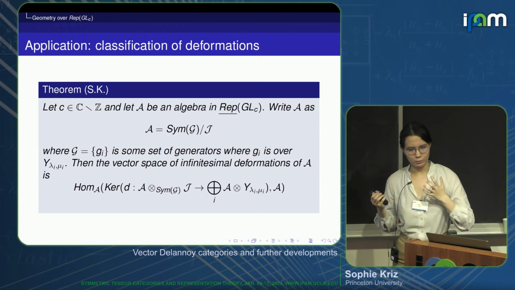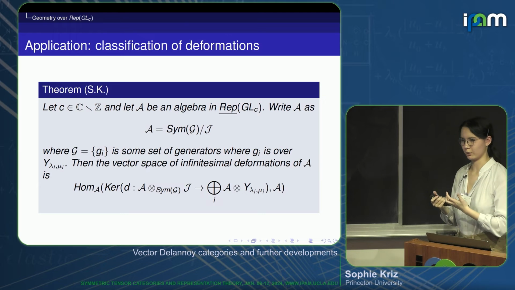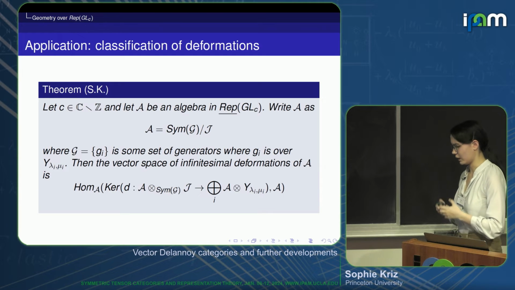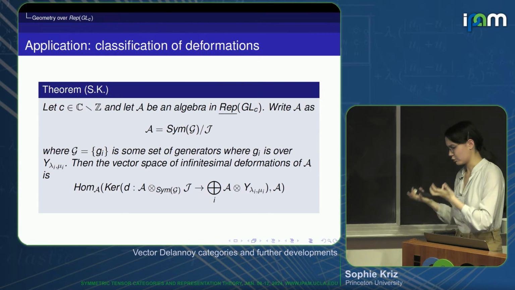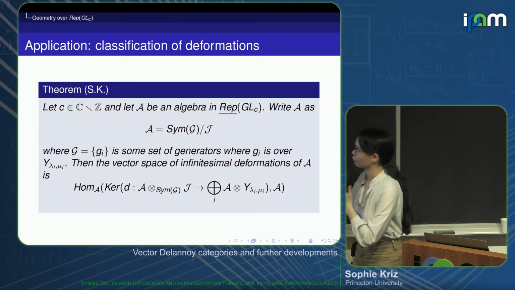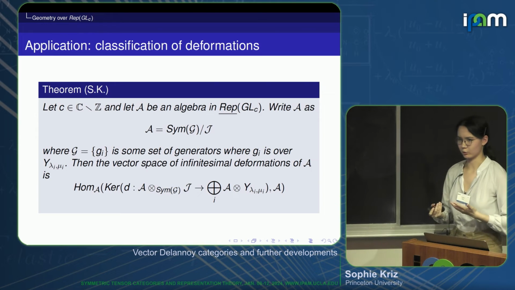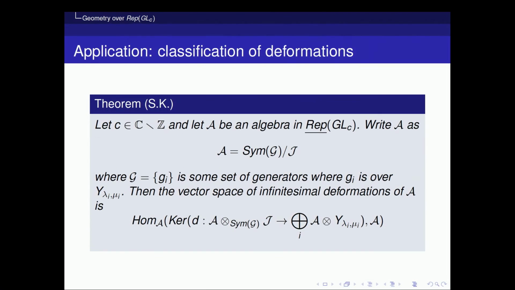One application I want to mention of this way of thinking about T_C algebras is that perhaps we can apply some algebraic geometric constructions on the Rep of GL_C side to study some aspects of the category which we get from the T_C algebra. For example, we can study deformations. If I have an algebra in Rep of GL_C, there is a way of writing it as Sym on some set of generators, which correspond to simple objects of Rep of GL_C, modulo some choice of relations.